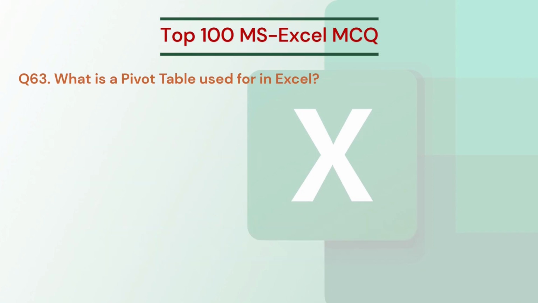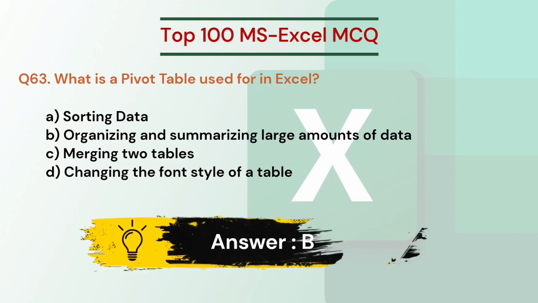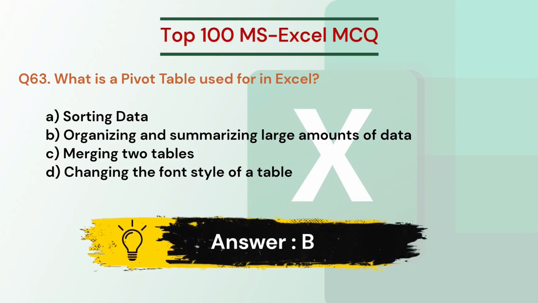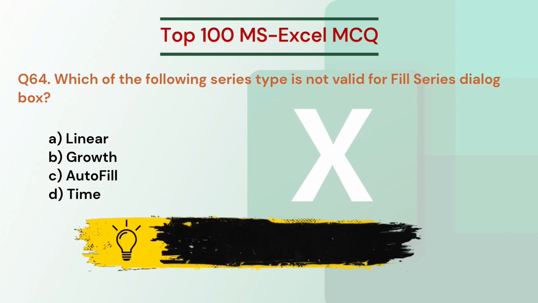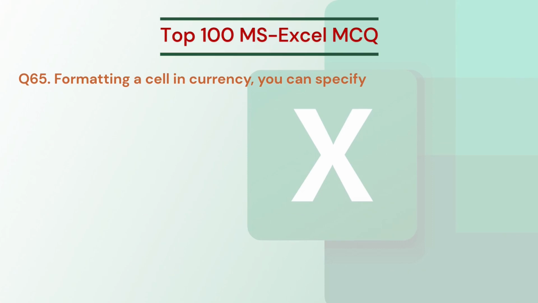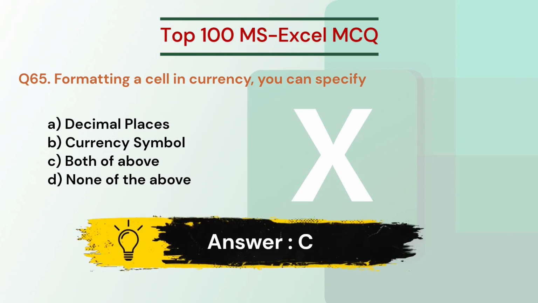What is a pivot table used for in Excel? A. Sorting data. B. Organizing and summarizing large amounts of data. C. Merging two tables. D. Changing the font style of a table. Correct answer is B. Organizing and summarizing large amounts of data. Which of the following series type is not valid for fill series dialog box? A. Linear. B. Gross. C. Autofill. D. Time. Correct answer is D. Time. Formatting a cell in currency, you can specify A. Decimal places. B. Currency symbol. C. Both of above. D. None of the above. Correct answer is C.